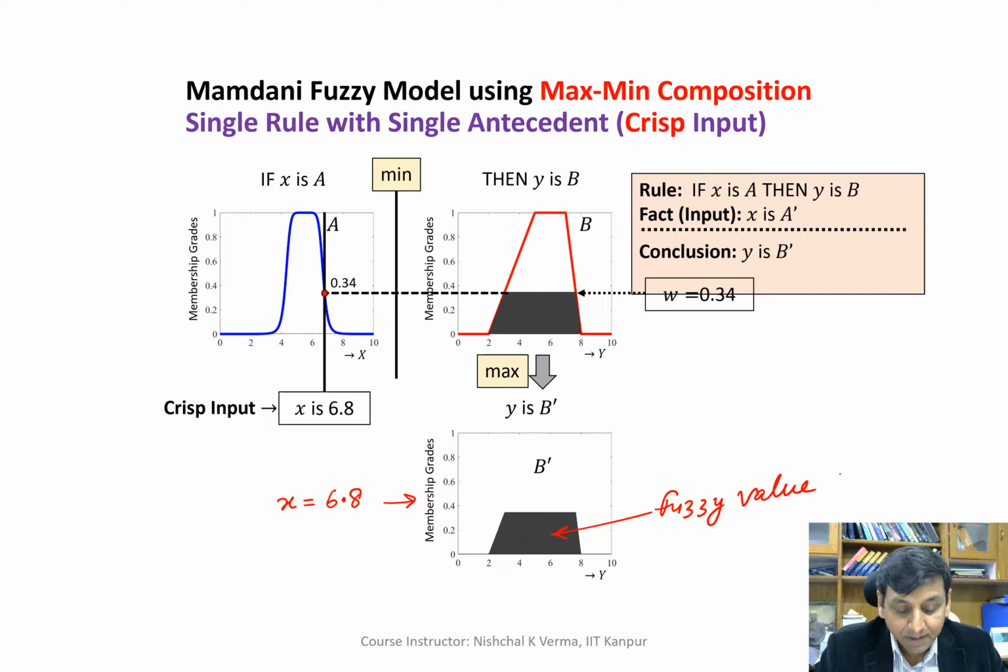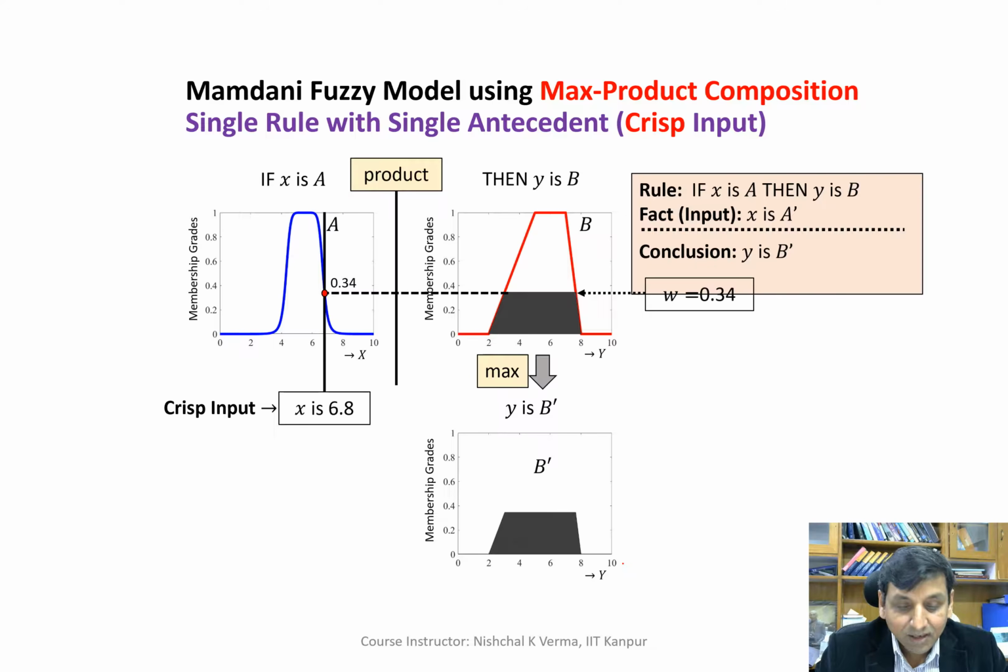So this fuzzy model, which has a single rule with a single antecedent, based on the crisp input x equal to 6.8, is giving us the fuzzy value as the output, which is nothing but B dash.